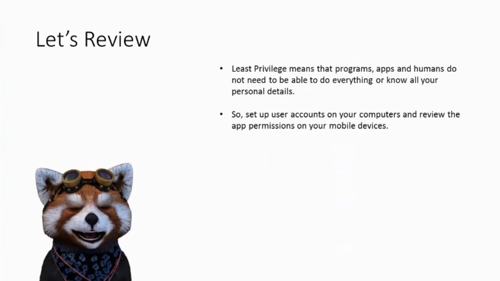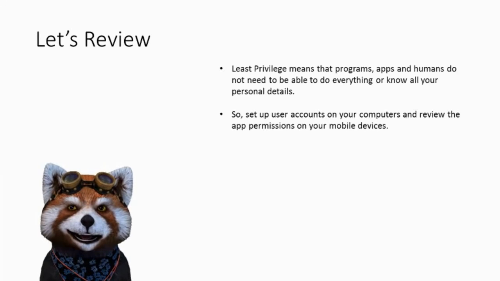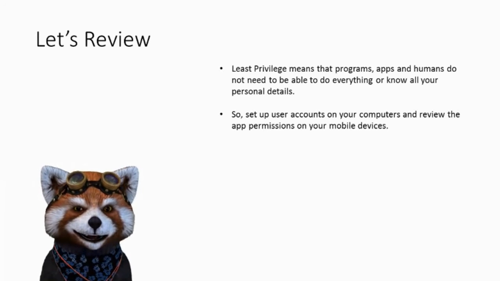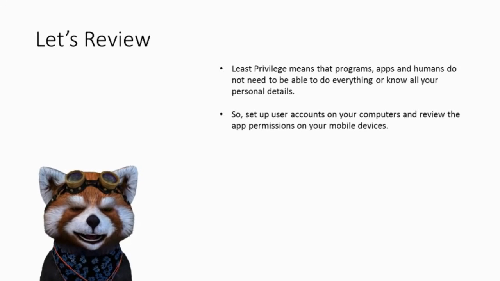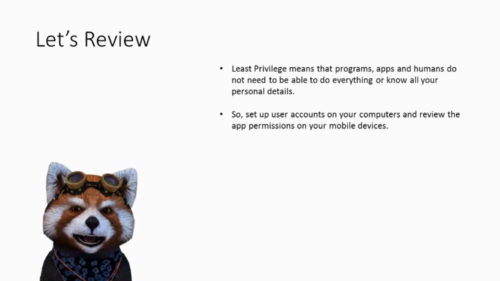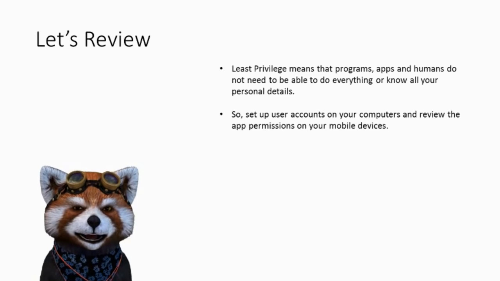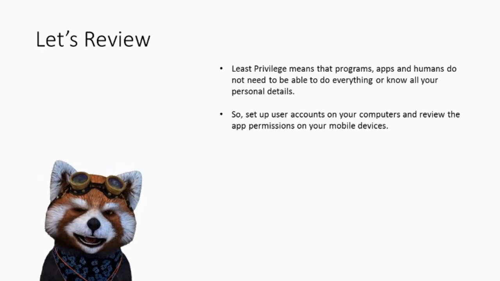Let's review. Least privilege means that programs, apps, and humans do not need to be able to do everything or know all your personal details. So set up user accounts on your computers and review the app permissions on your mobile devices.